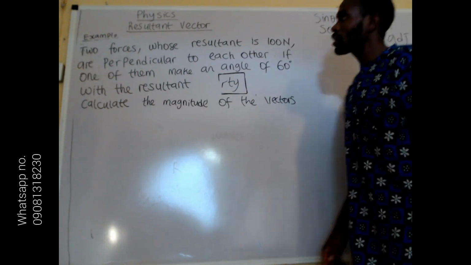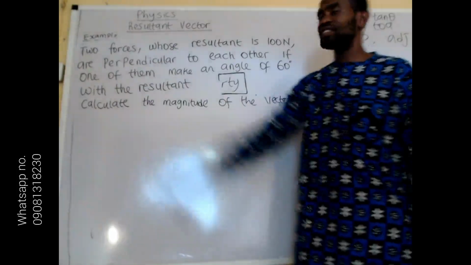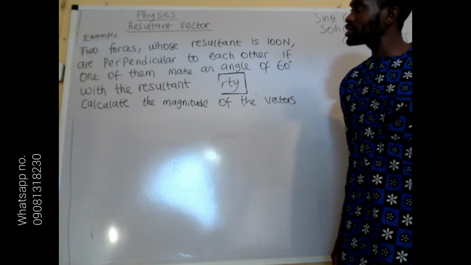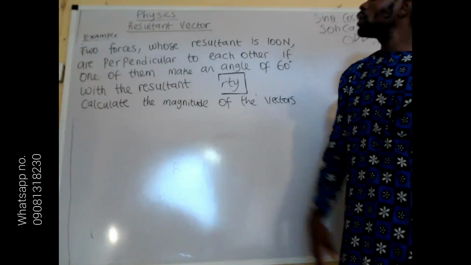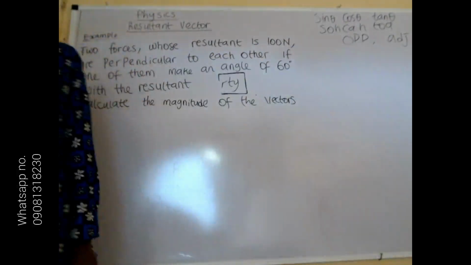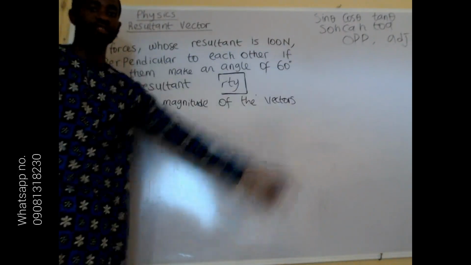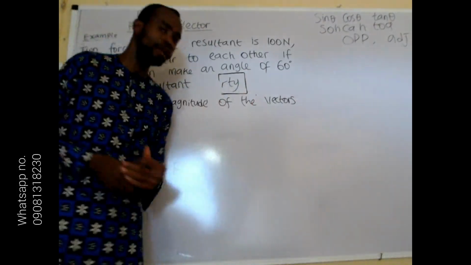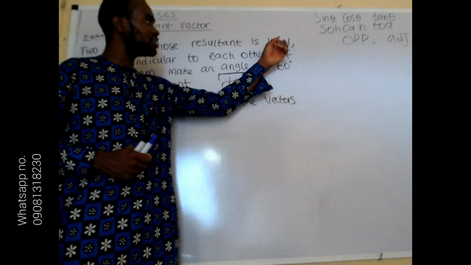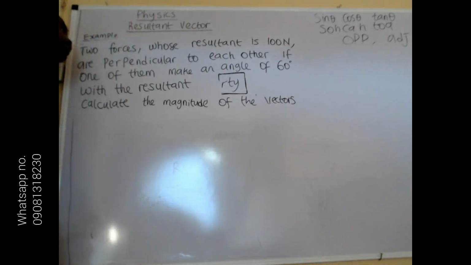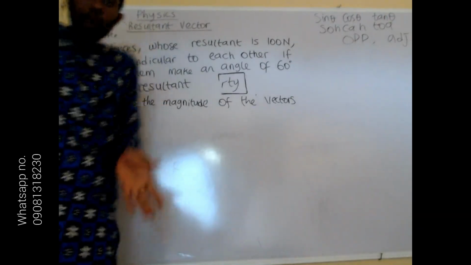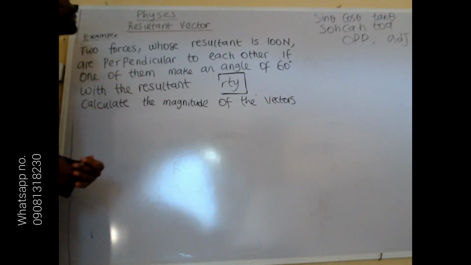Now we have another question, a teaser question, an extension of what we are discussing. It says two forces whose resultant is 100 Newton. They summed them up and gave the magnitude of the resultant vector to be 100 Newton. He said these two vectors are perpendicular to each other, showing the case we are dealing with.